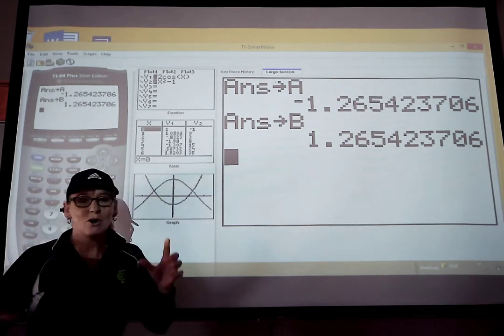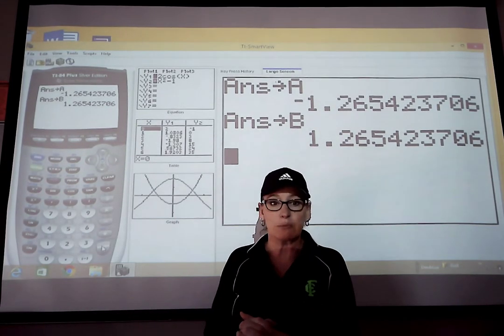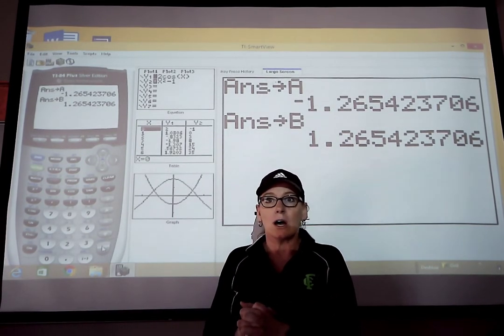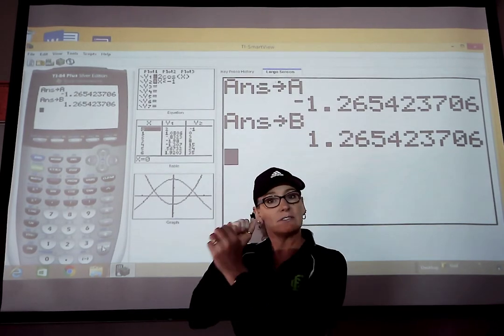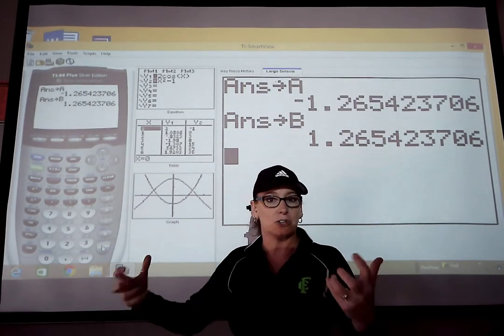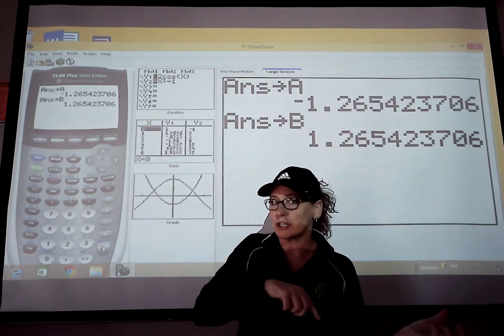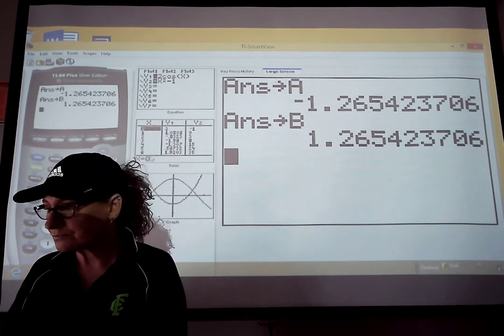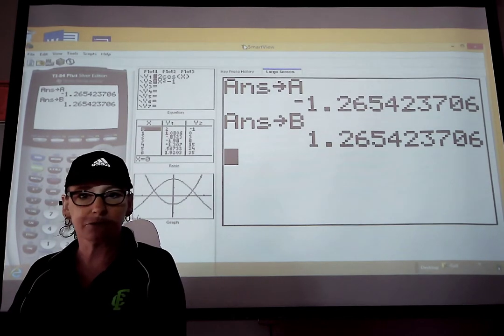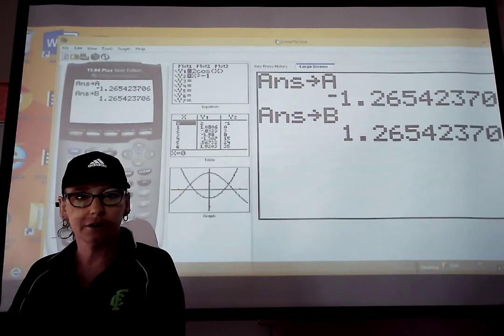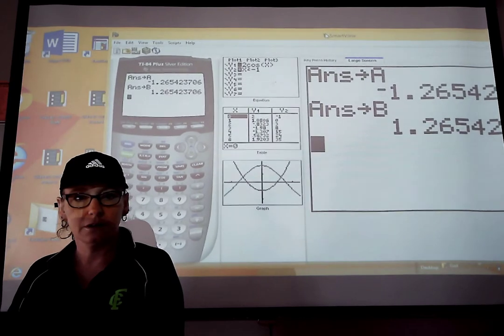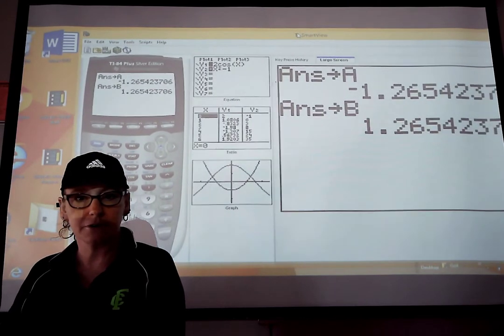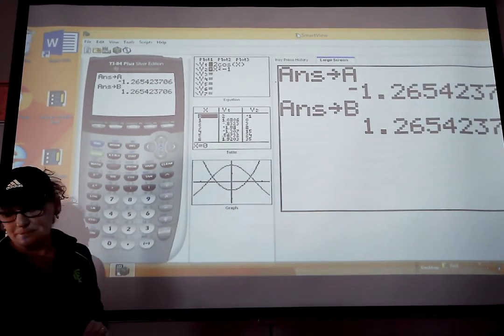Now while I have my graphing calculator plugged in, I think I'm going to go ahead and show you how I use these stored values to do an integral. And then I'll go back and show you what to write on your paper. So, I feel like I'm really in the way here. I think that's better. All right.